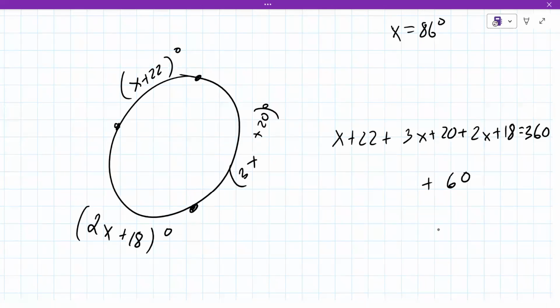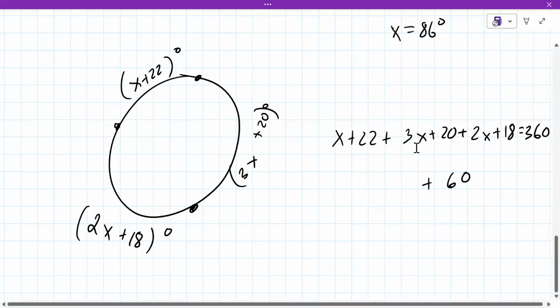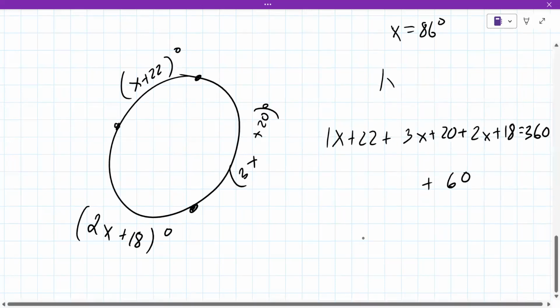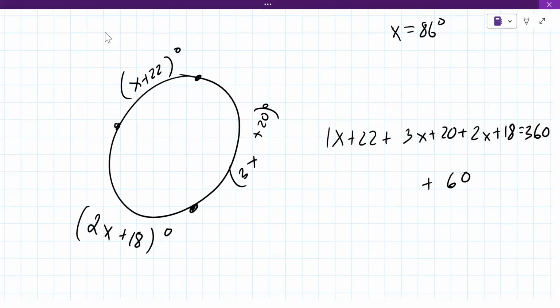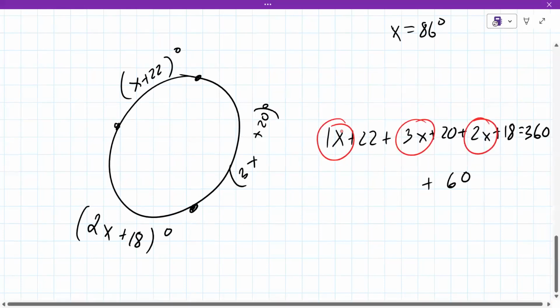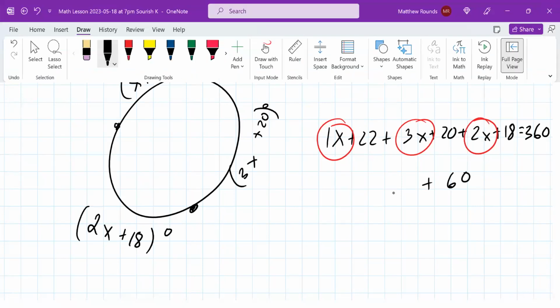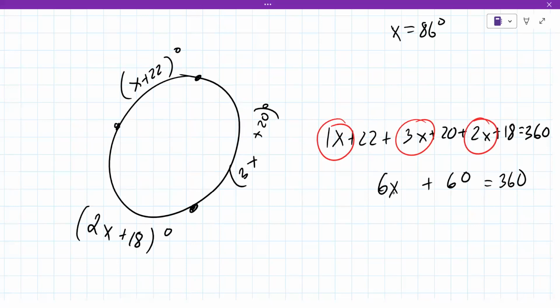We got 1x, 3x, then 2x. What does that add up to? It adds to 5. Does not add up to 5. Let me see if I can help here. 1x, 3x, and 2x. What does that add up to? That's 6x. Yep. Okay. So go ahead and try solving that one more time.